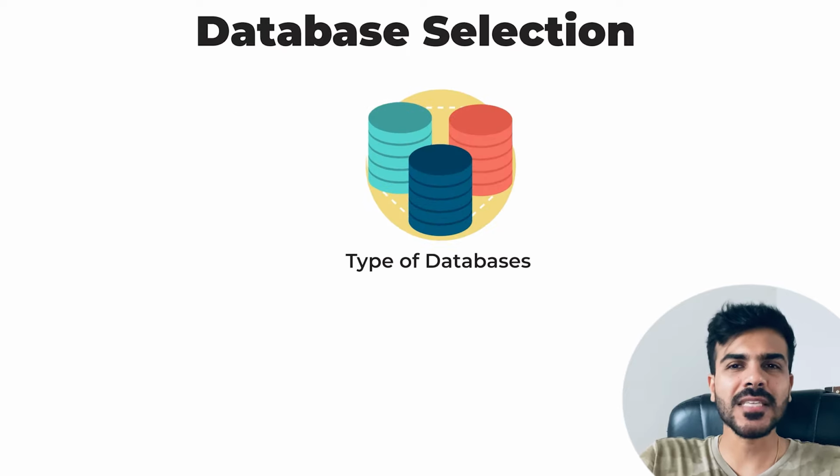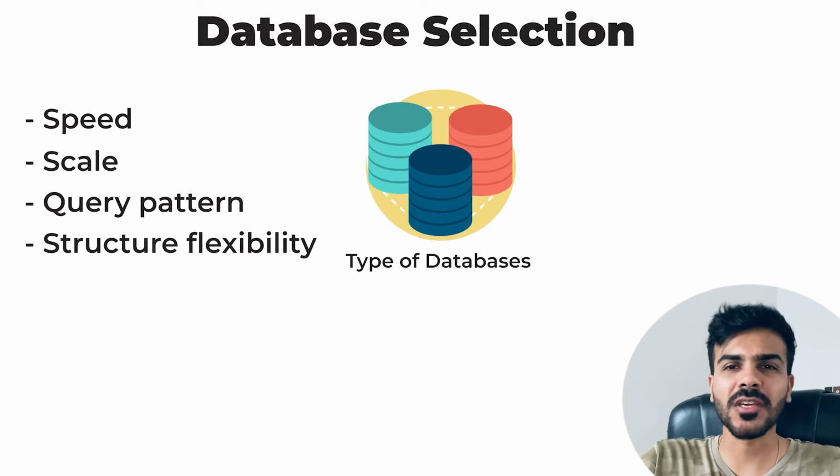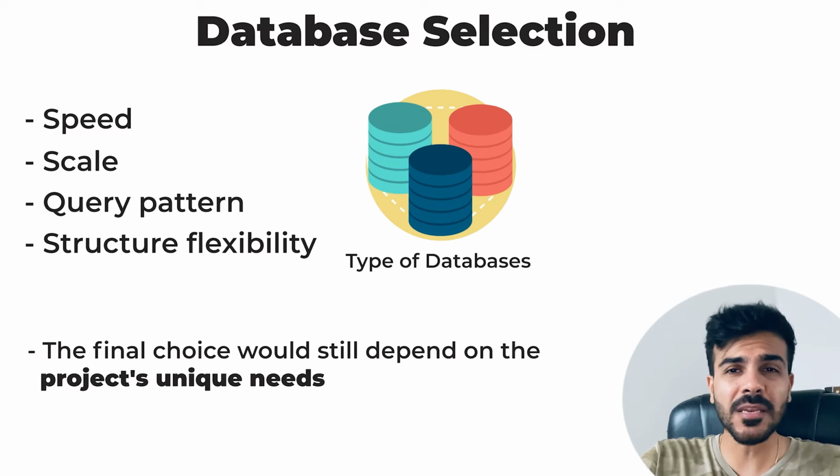Whenever we are deciding the type of the databases, these are some general guidelines to follow. We mainly consider the speed, the scale, the query pattern, and the structure flexibility. It's important to remember that while these guidelines would help, the final choice would still depend on the project's unique needs. Now let's see what we get for the URL mappings database.